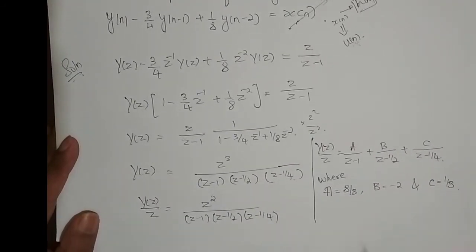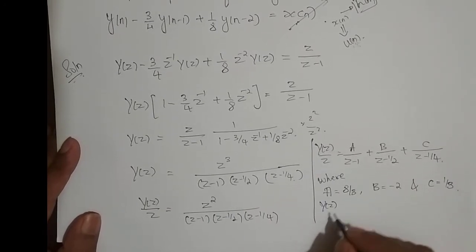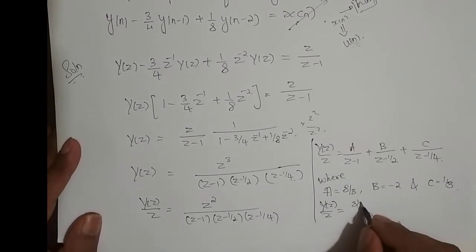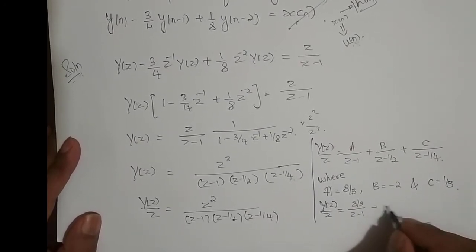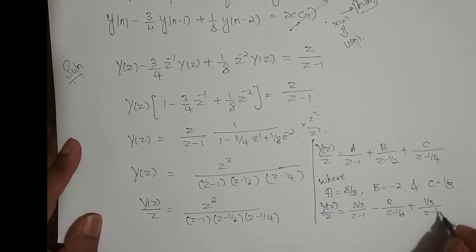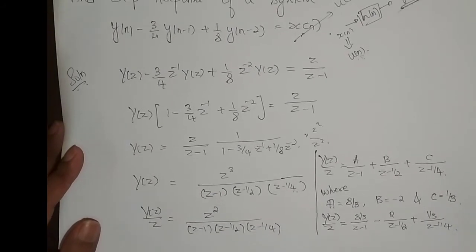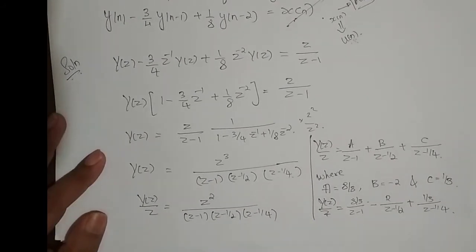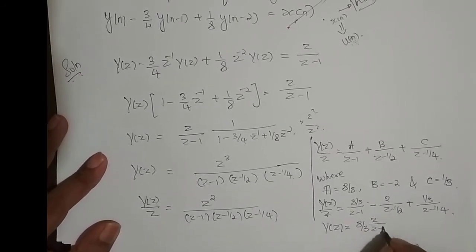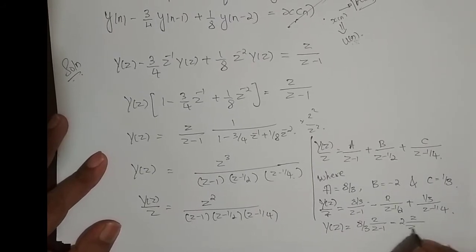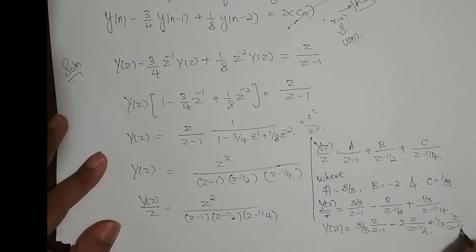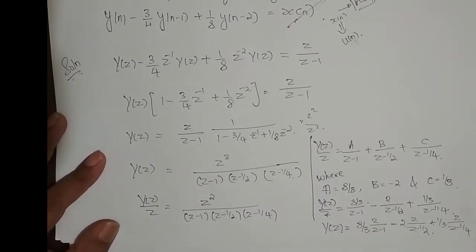Now if I plug these values here, what do I get? Y of z by z is equal to 8 by 3 divided by z minus 1, minus 2 divided by z minus 1 by 2, plus 1 by 3 divided by z minus 1 by 4. Now if I take this z to the other side, what do I get? Y of z as 8 by 3 into z divided by z minus 1, minus 2 into z divided by z minus 1 by 2, plus 1 by 3 into z divided by z minus 1 by 4. Correct?